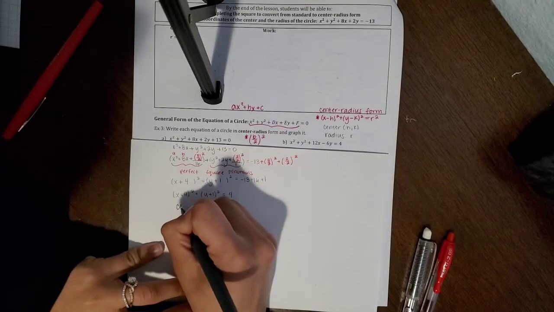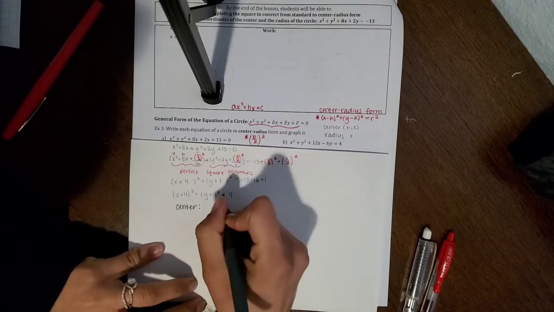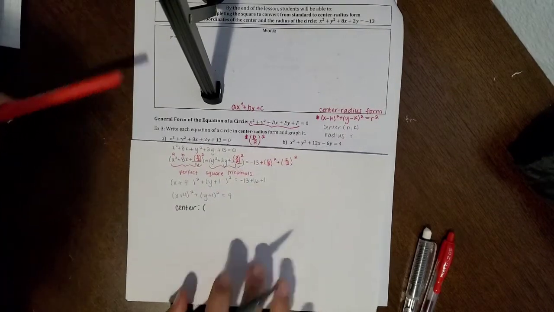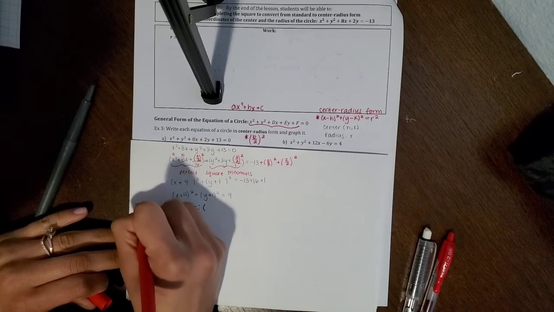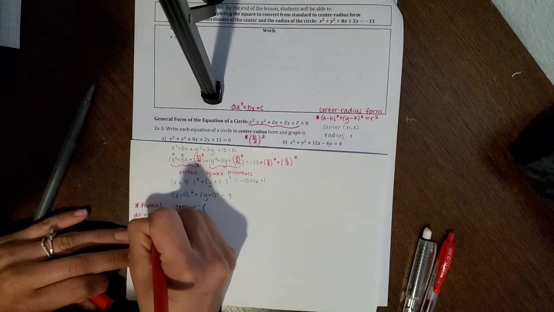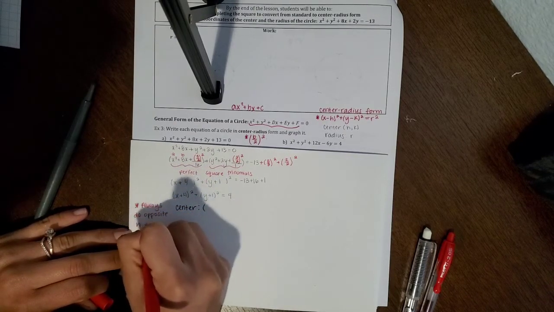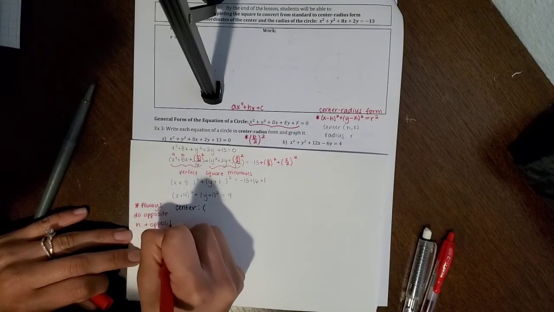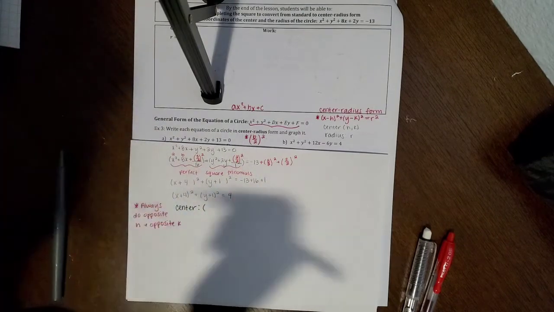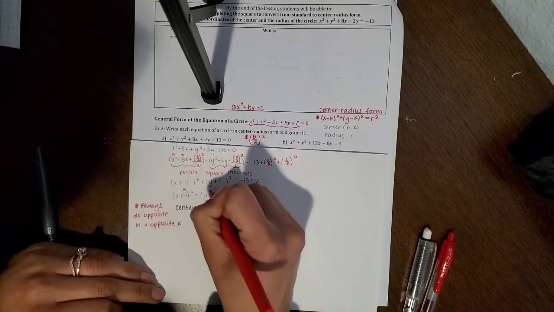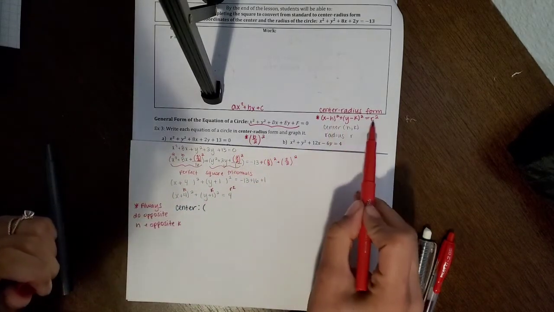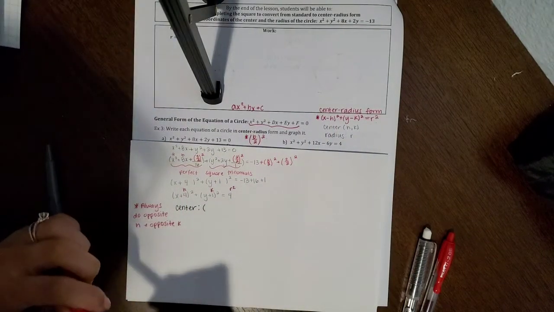So in this case, my center is, remember, we always do opposite h, opposite k. So let me write a little note here. So always do opposite h and opposite k. And also let me label, this is my h, this is my k, this is r squared. Because if I look at my center radius form, this number here is r squared.